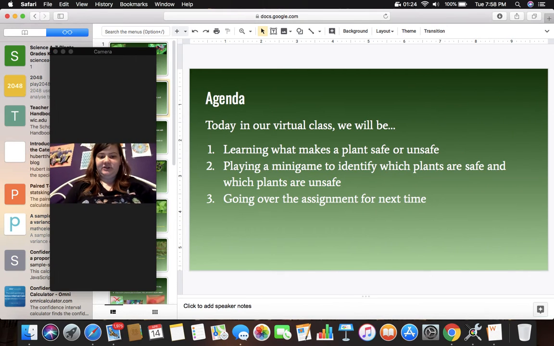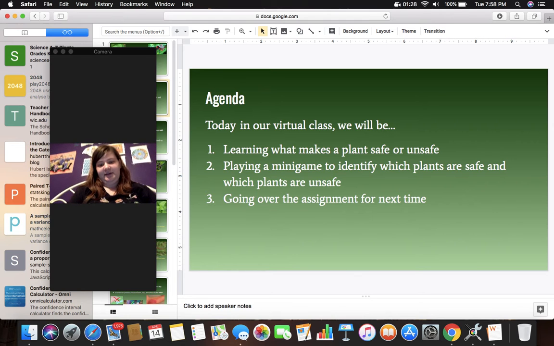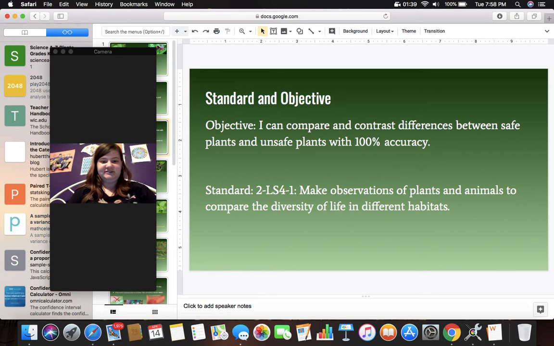First, we'll be learning about what makes a plant safe and what makes a plant unsafe. Then we'll be playing a mini game to identify which plants are safe and which plants are unsafe. And then we'll be going over the assignment for our next class, which will be a discussion class.